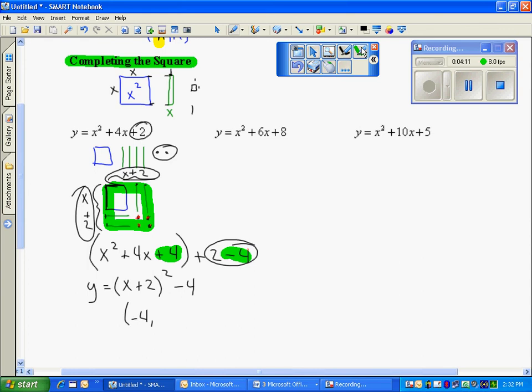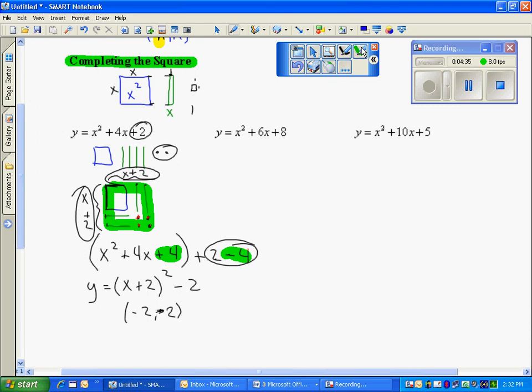Negative 2, watching your sign again, negative 4 is my vertex. Now we must be careful here. I believe that's negative 2. 2 minus 4 is negative 2, so this should be negative 2 as well. Careful of your addition. Let's try another one.